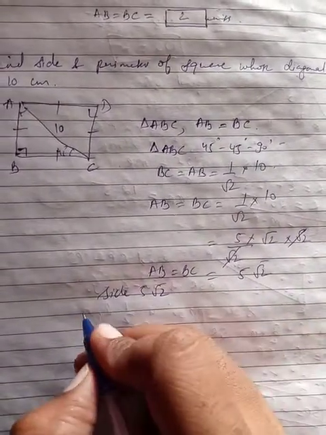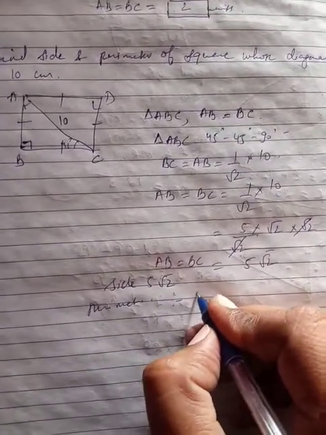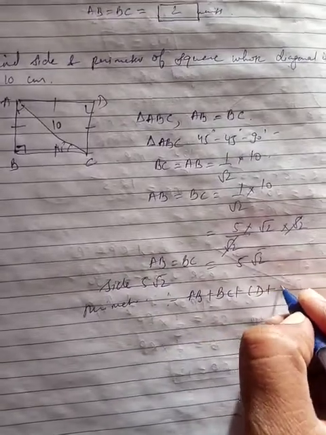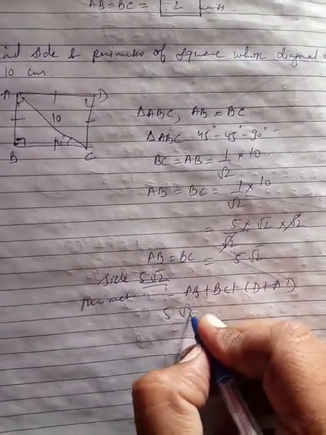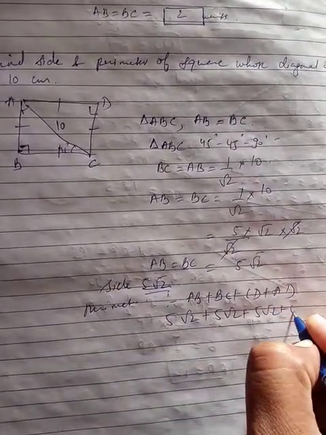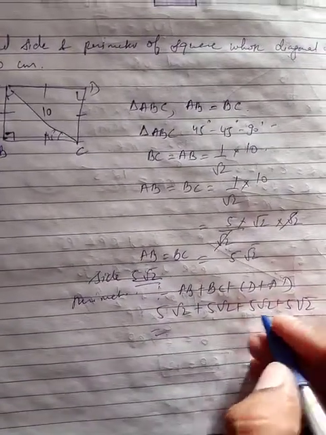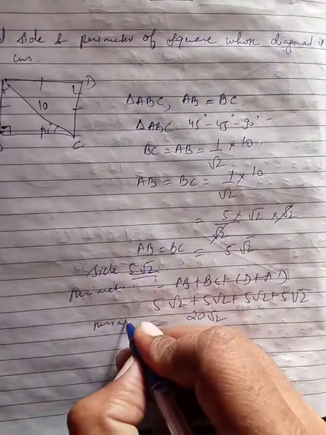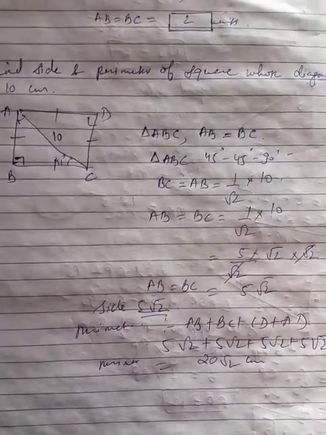Now they are asking us the perimeter. Perimeter means adding all the sides, AB plus BC plus CD plus AD. Okay, so the measurement of one side is given to you. So 5 root 2 plus 5 root 2 plus 5 root 2 plus 5 root 2. So we will get 5, 10, 15, 20 root 2. So the perimeter is 20 root 2 centimeters and the side is 5 root 2. So this is the solution.